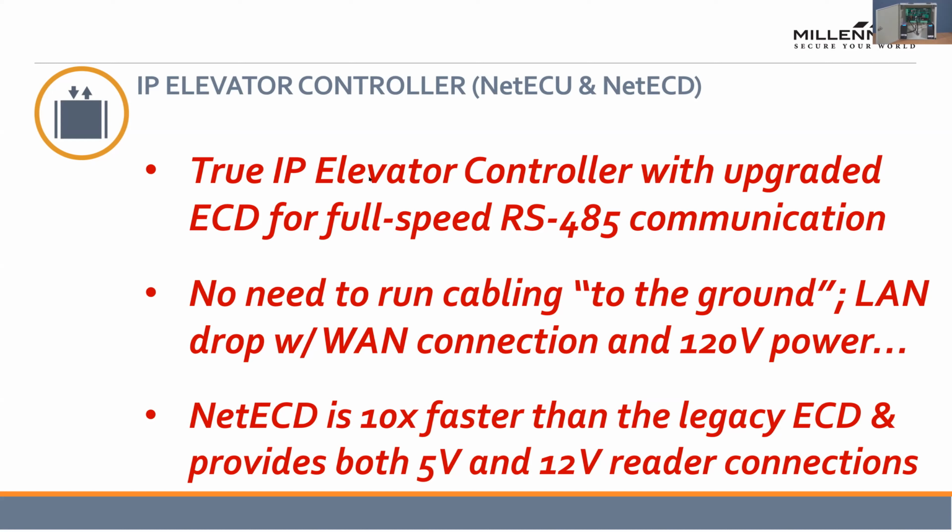Also, because it's an IP elevator controller, there's no need to run cabling to the ground. Most of us, when we had to do a building, we had to run an 18.4 all the way from the ground all the way to the roof, and then drop a site controller, and then drop the ECUs and everything else, and it becomes a huge nightmare with the infrastructure. But here, the way the ECU is now structured, all you need is your 120 local power and a LAN drop with the internet, and you don't need any other cables than that going downstairs.